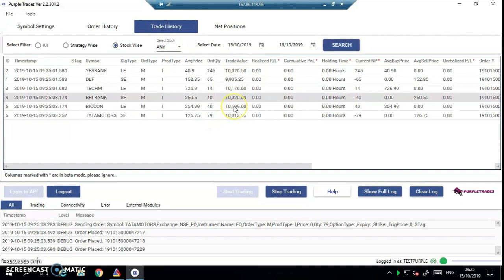And you can see there is a section of trade value, and the trade value, the rough figure is around 10,000. It is taking a rounded figure. For Yes Bank it has invested 10,020, for DLF it has invested 9,935, for Tech Mahindra 10,176. So roughly in the range of 10,000, how many ever shares were available it has bought. For Yes Bank we have bought 245 shares, for DLF we have bought 65 shares, for Tech Mahindra we have bought 14 shares, so forth and so on.